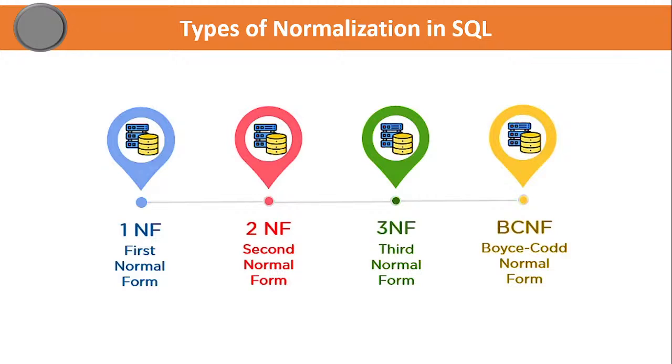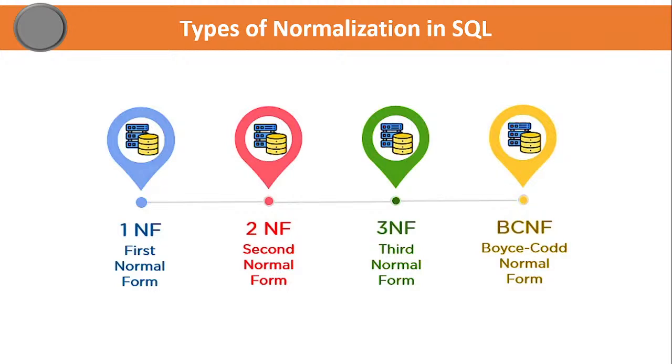Alright, moving ahead, let us now discuss some different types of normalization in SQL. Now, there are 4 types of normal forms that are usually used in relational databases, as you can see in the following figure. The first one is first normal form or 1NF. Next, we have second normal form or 2NF. Next, we have third normal form or 3NF. And finally, we have Boyce Codd normal form.